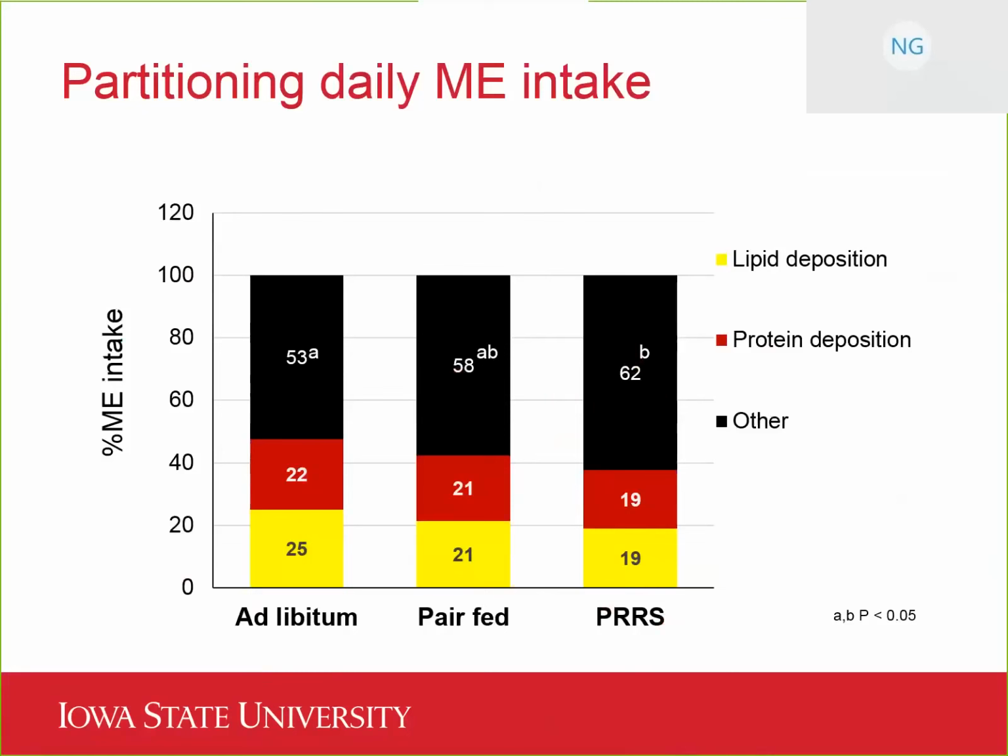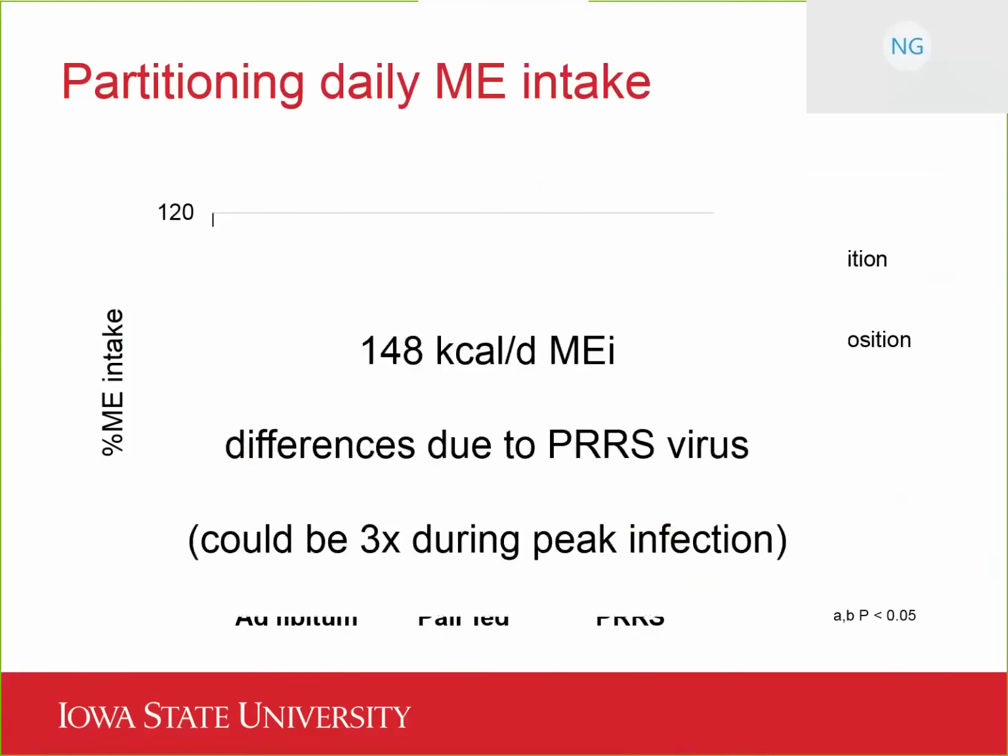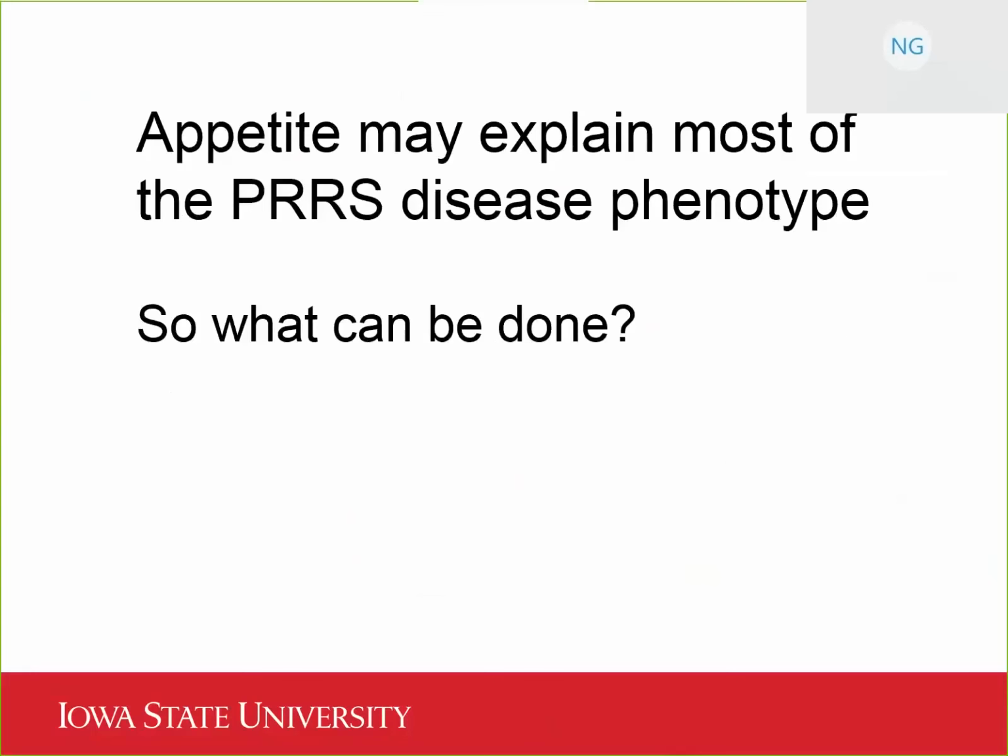And if we do the math here, we've calculated it's about 150 kcals per day of ME intake that differs due to the virus. And that's mainly due to the febrile response and the immune response associated with these pigs that we see with PRRS. And so there's a deficit there that cannot be explained by just caloric intake. So really, appetite explains most of the PRRS disease phenotype, and I think we see the same thing if we're talking about Lawsonia, swine dysentery, or Mycoplasma hyopneumoniae, through feed intake.